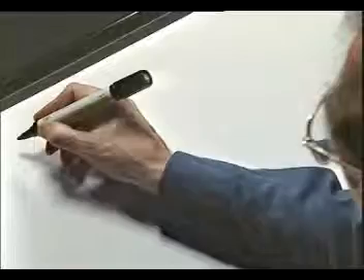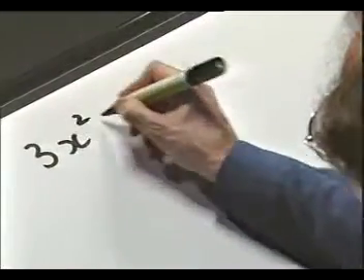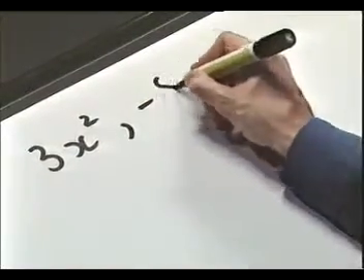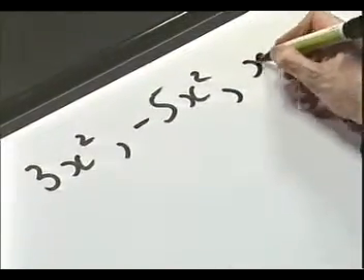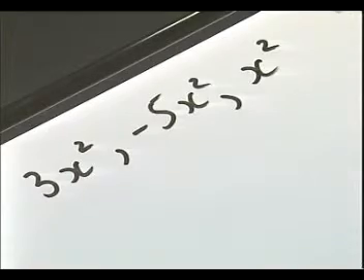This video is about how to solve quadratic equations. Let's begin by saying exactly what a quadratic equation is. It's an equation that must contain a term that has got x squared in it. So we can have 3x squared minus 5x squared, or perhaps just x squared on its own.